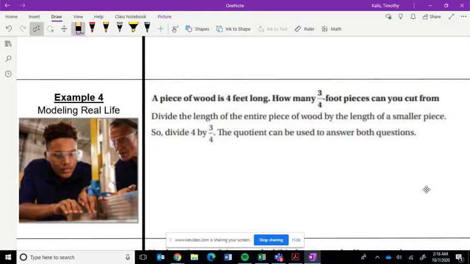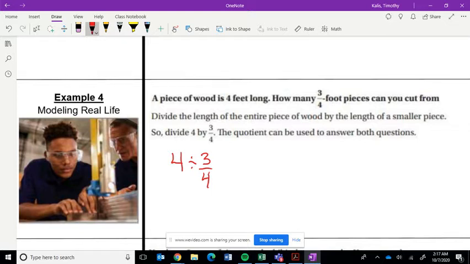Okay. So visualize that you've got a 4 foot piece of wood and we're trying to make 3/4 foot pieces from that. So the entire piece of the wood is 4 feet long. We have 4. We're trying to figure out how many 3/4 foot pieces we can cut from that. So we have 4 divided by 3/4. So again, we have 4 feet and we're dividing it into 3/4 foot pieces.